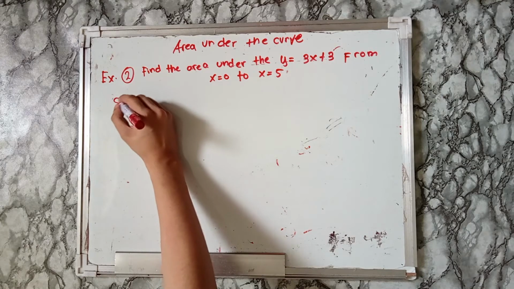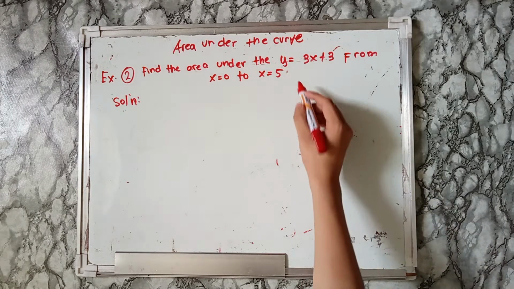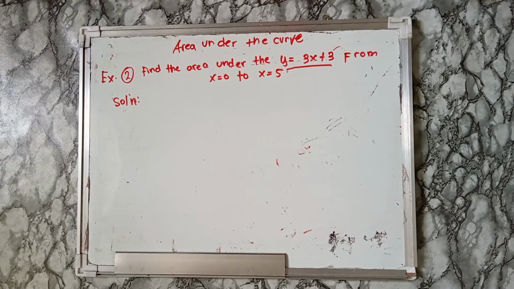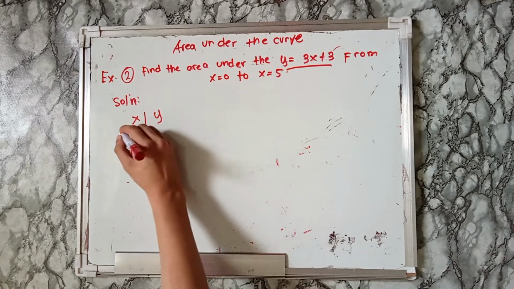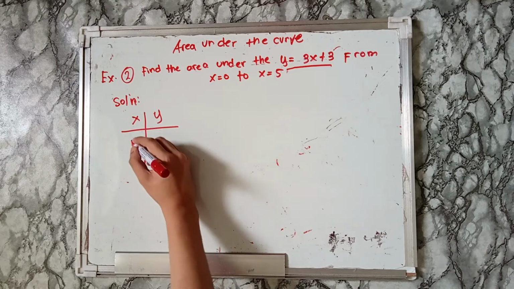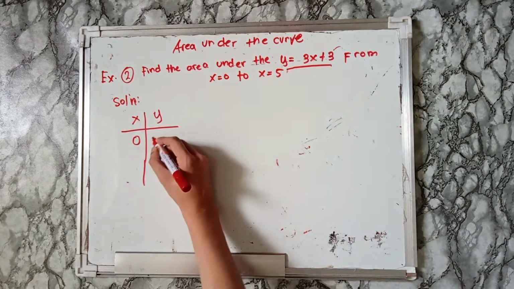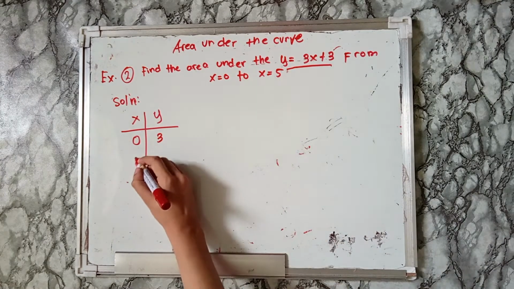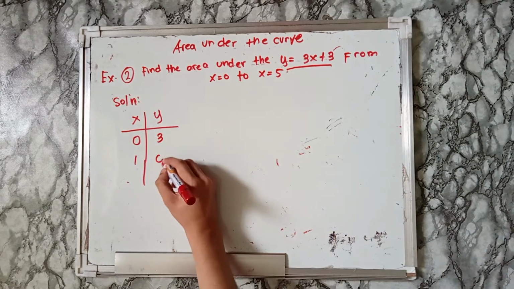Now so our solution here is of course plot the graph. Now how do we solve this, or how do we get its points? Now let's say we have x and y here. Now if our x is 0, this is just 3. And if our x is 1, this is just 3 plus 3 is equal to 6.